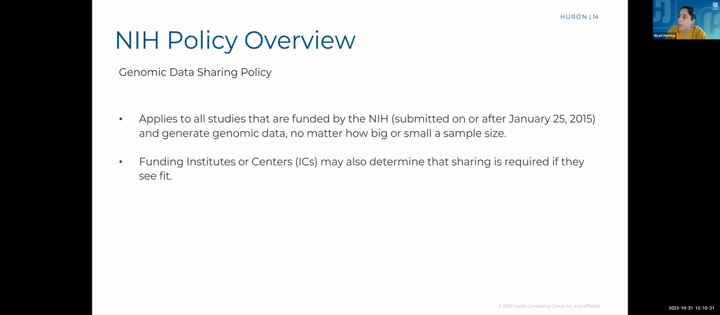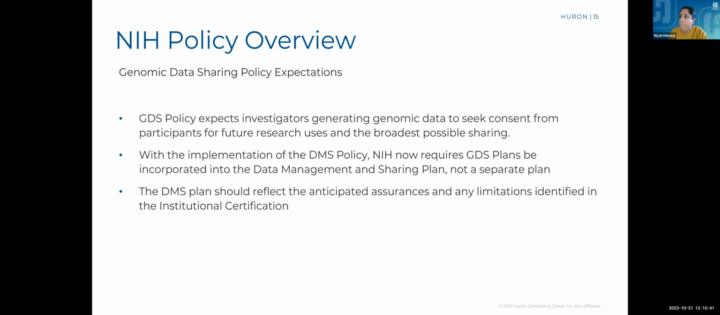This applies to all studies that are funded by the NIH that generate genomic data, no matter how big or small a sample size. Funding institutes or centers may also determine that sharing is required if they see fit. The GDS policy expects investigators generating that genomic data to seek consent from participants for future research uses and broadest possible sharing. With the implementation of that data management and sharing policy, the NIH now requires the GDS plans to be incorporated into the data management and sharing plan, so it's no longer a separate plan. The DMS plan should reflect the anticipated assurances and any limitations identified in the institutional certification.